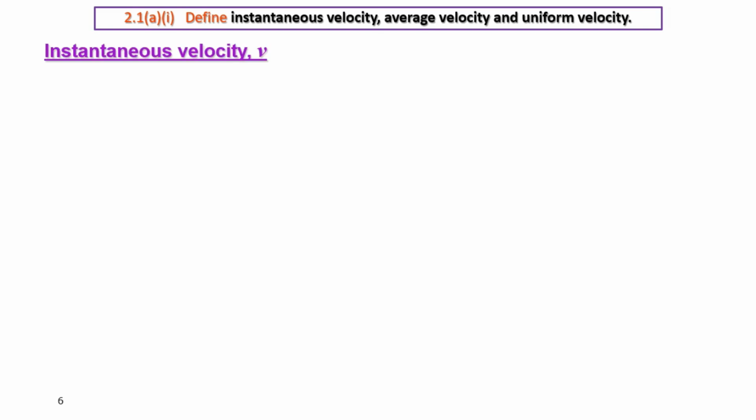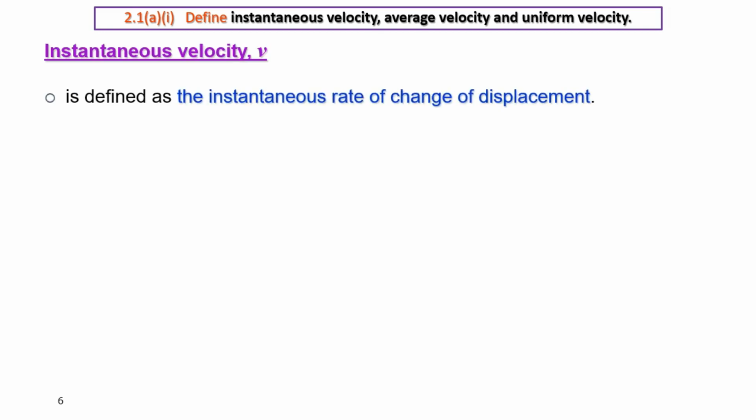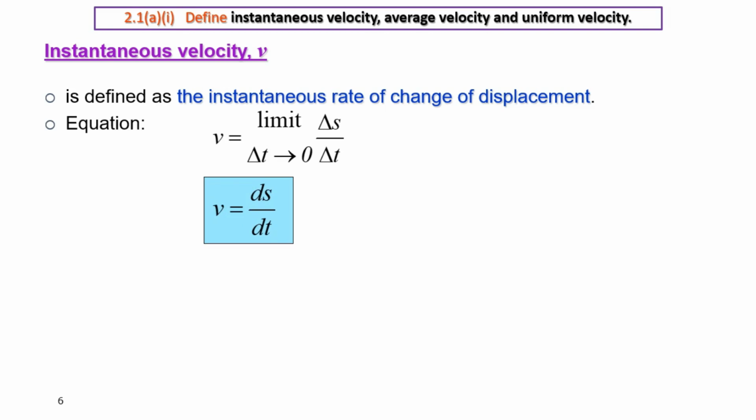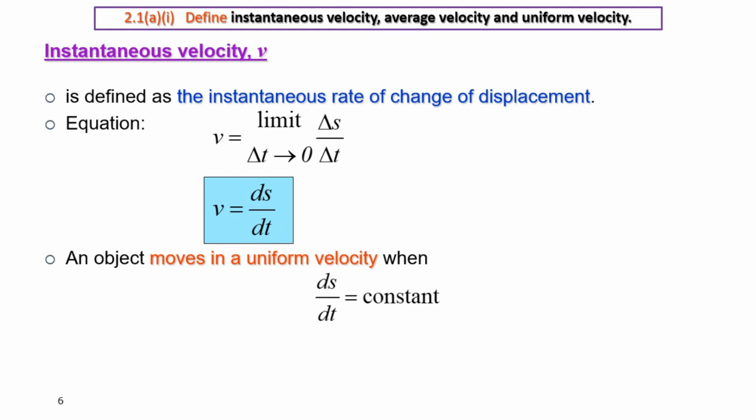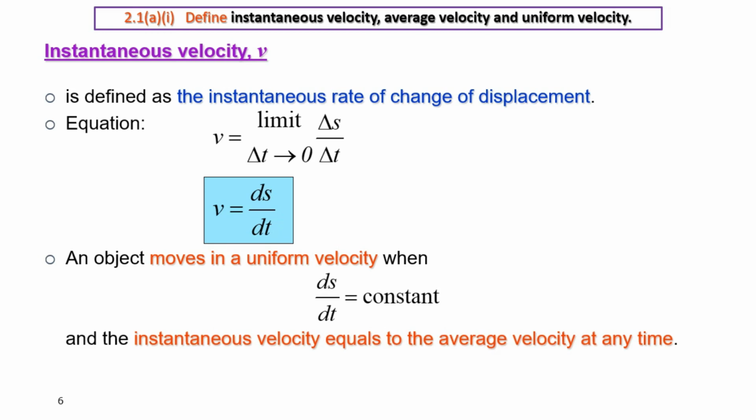What is instantaneous velocity? Instantaneous velocity is defined as the instantaneous rate of change of displacement. And we can write down the equation v equals ds over dt. An object moves in a uniform velocity when ds over dt equals a constant, and the instantaneous velocity equals the average velocity at any time.